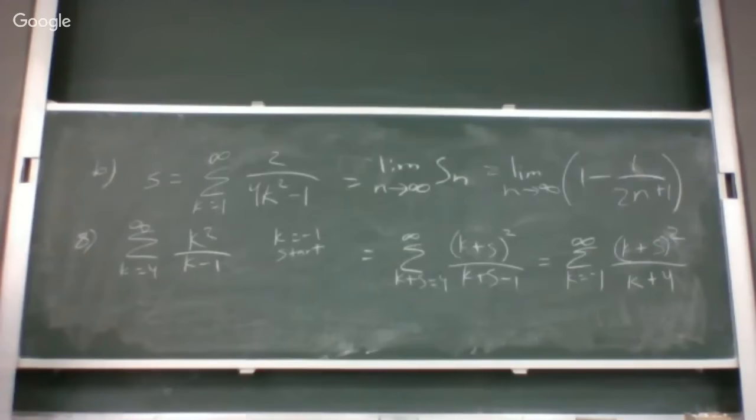Which is more efficient, re-indexing or doing it in terms of a different k value? Re-indexing. Because you do problems where you need to re-index it, and then you have a geometric series that works or something.